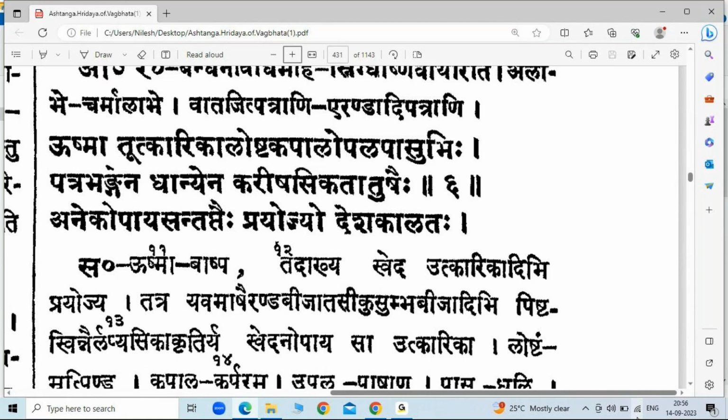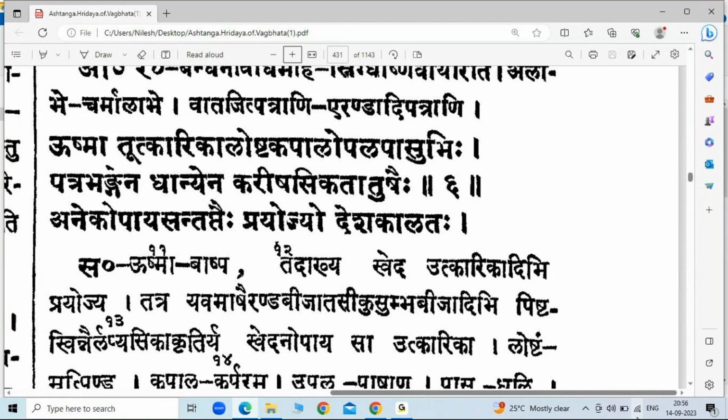Utkarika is actually a recipe which is used to eat, but here it is used for doing this Sweda Karma, which is very common. There are many recipes which are used for treatment as well. So here we find a recipe called Utkarika.